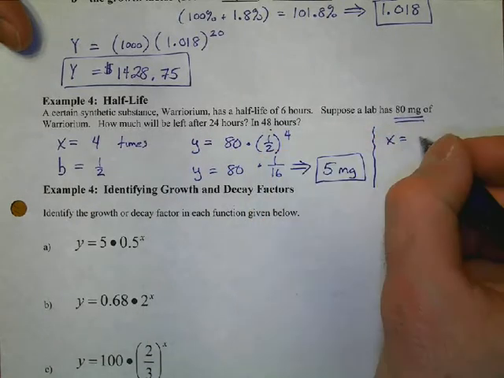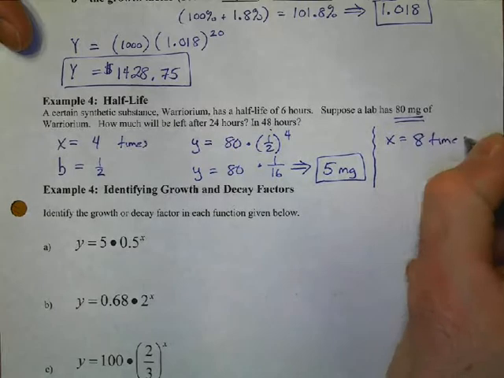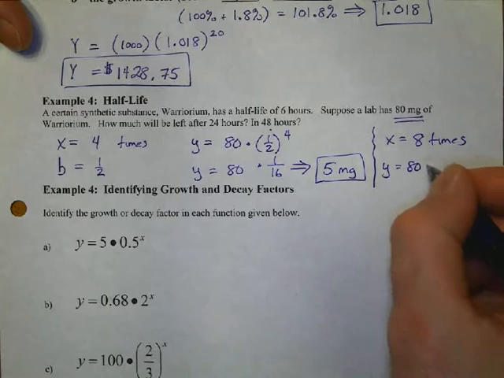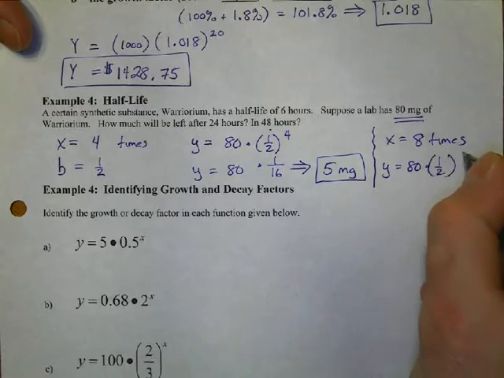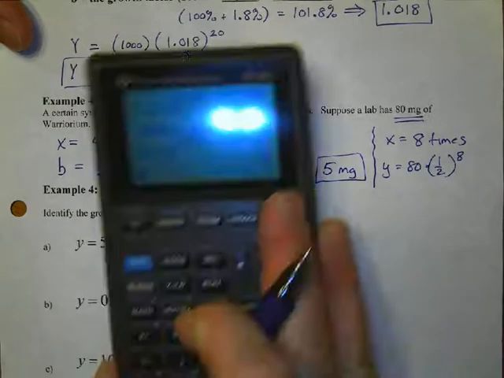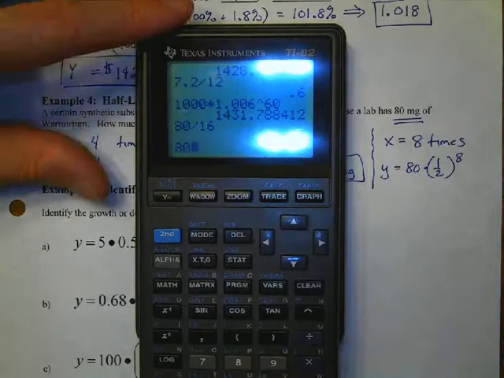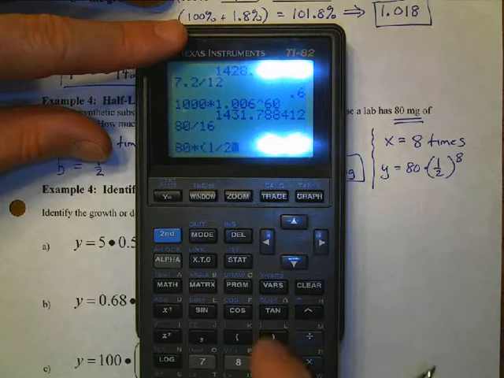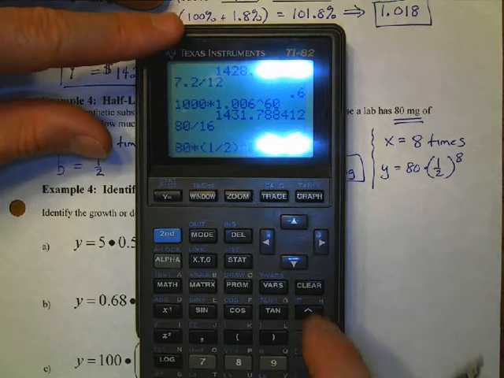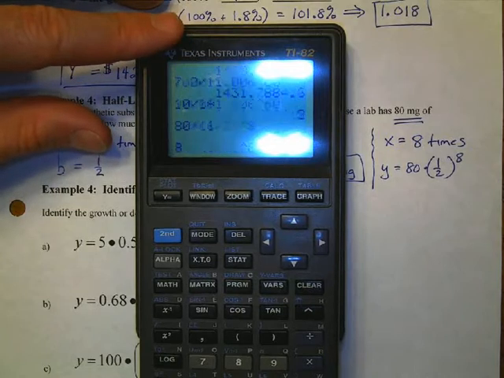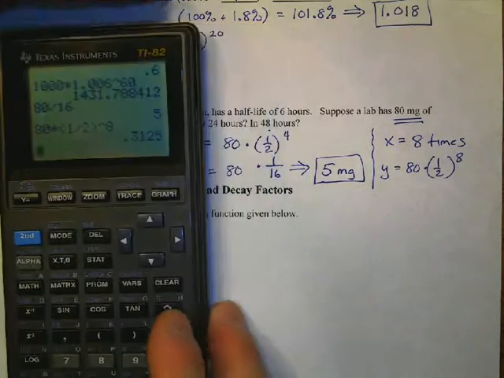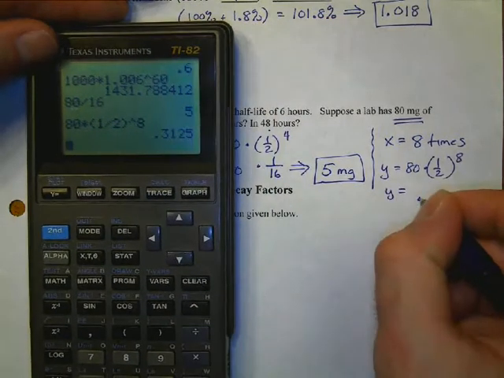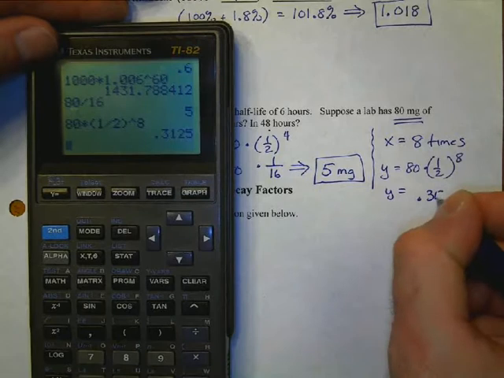So what is the amount left? Well, there'll be 5 milligrams left after 24 hours. Just as easily, we could say after 48 hours, X is then no longer 4 times. Now X, how many times do 6-hour time spans go into 48 hours? Well, X is 8 times. So this is 8 half-lives. So now we say 80 times 1/2 raised to the 8th.